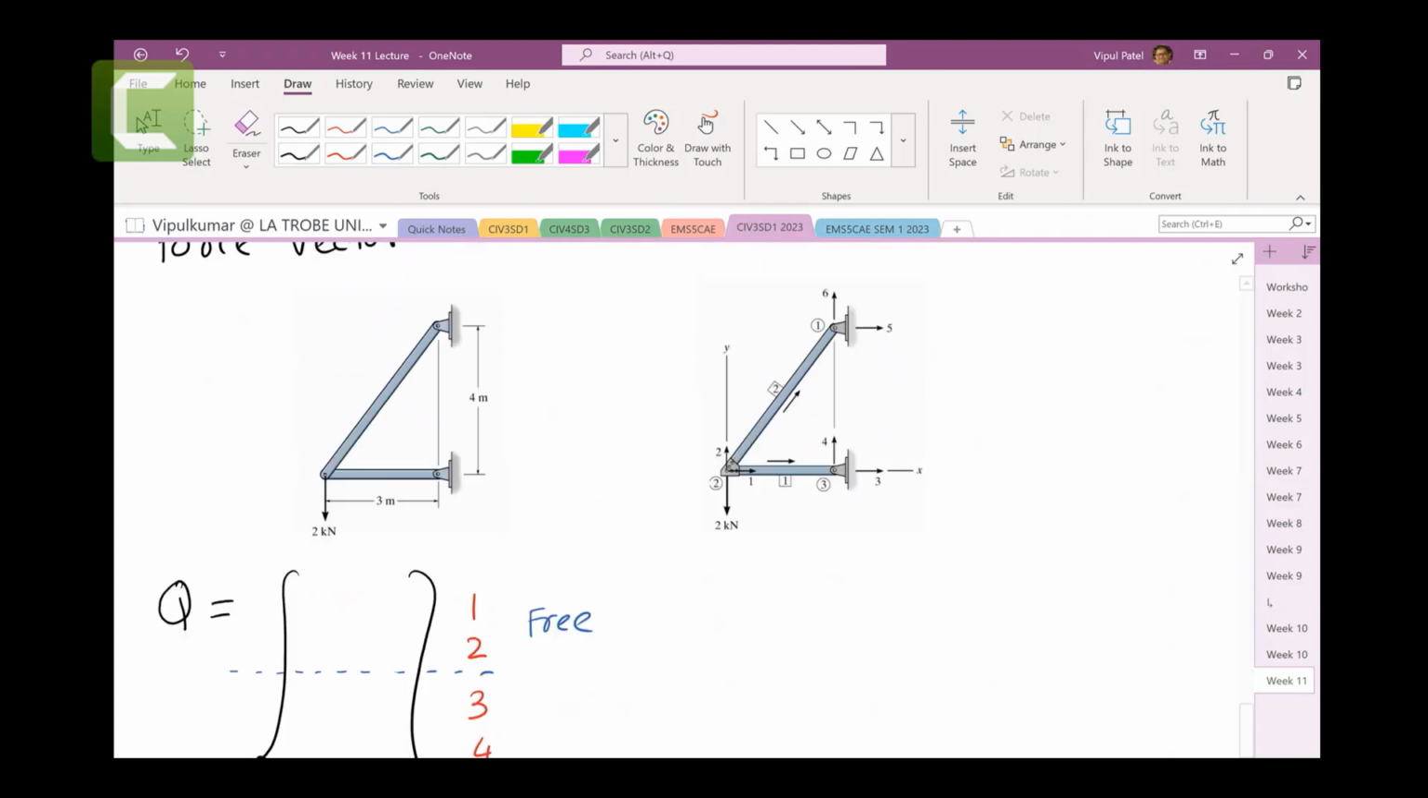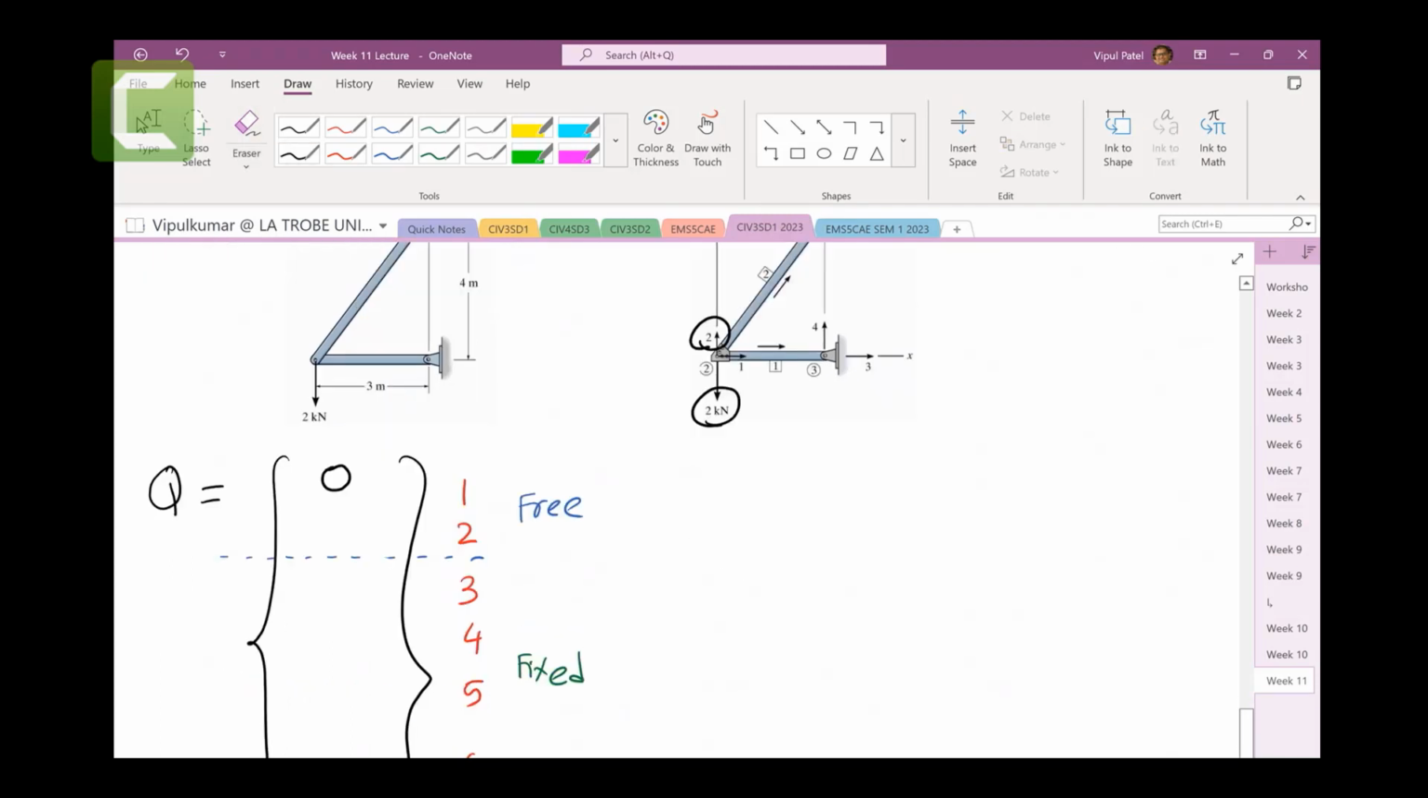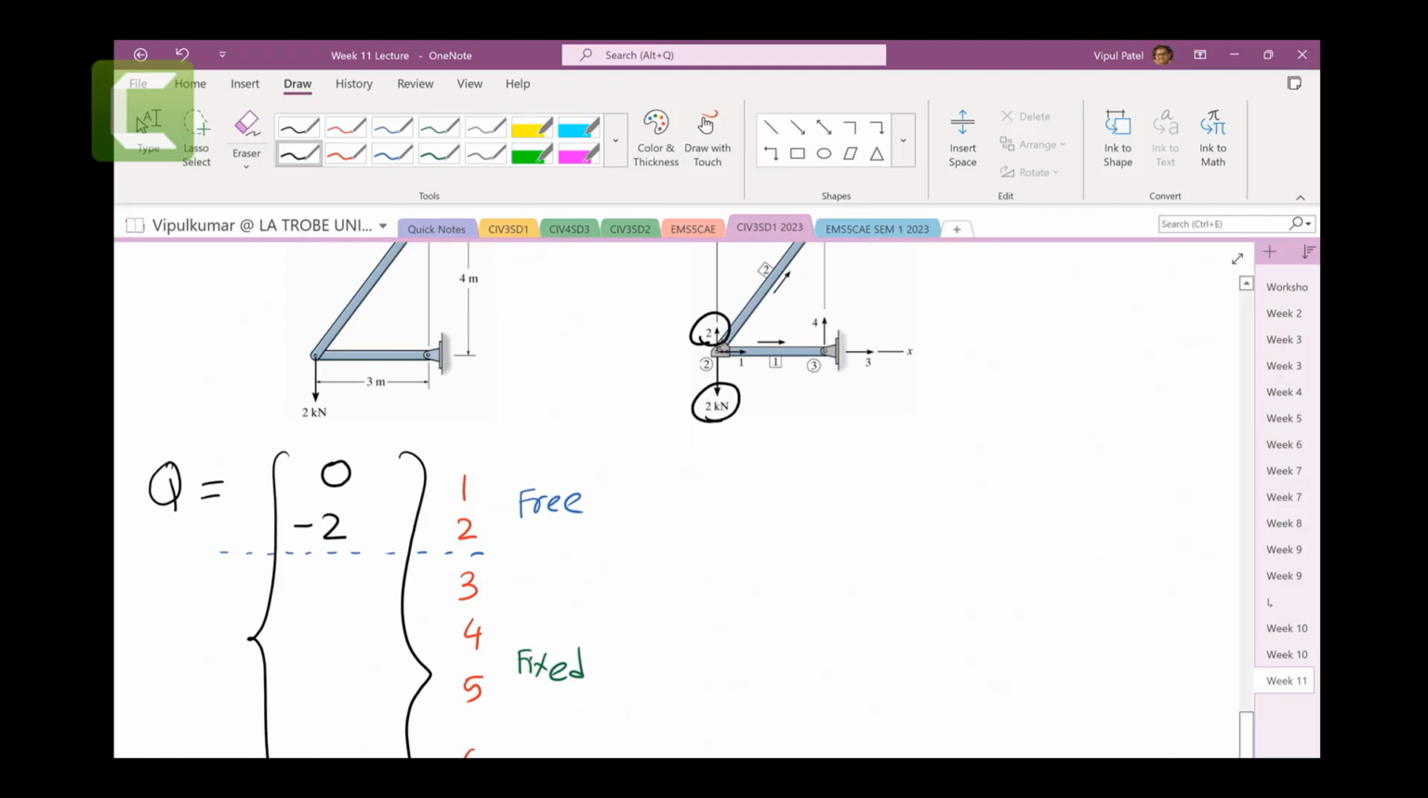Now, you can go back to the figures. There is a 1, there is a 0 force, so there is no force in the 1. At 2, there is a force of 2, but it's going opposite because 2 is positive in this direction, but the force is going down. So you put -2 kilonewtons. You can see that, right? That is the force vector. That's how the global coordinate systems are useful. These global coordinate systems are used to get the force vectors. You can see 1 and 2. There is no force in the 1. There is no force in the 2.